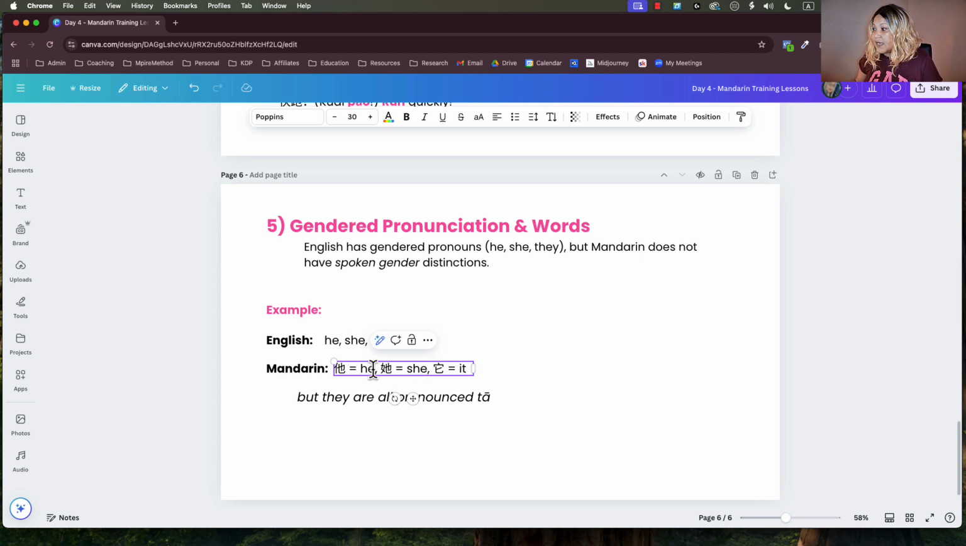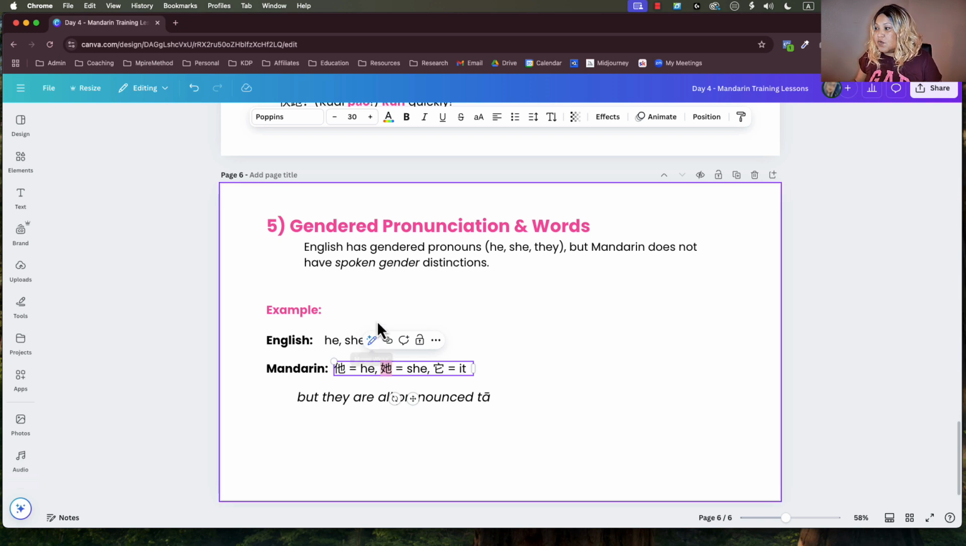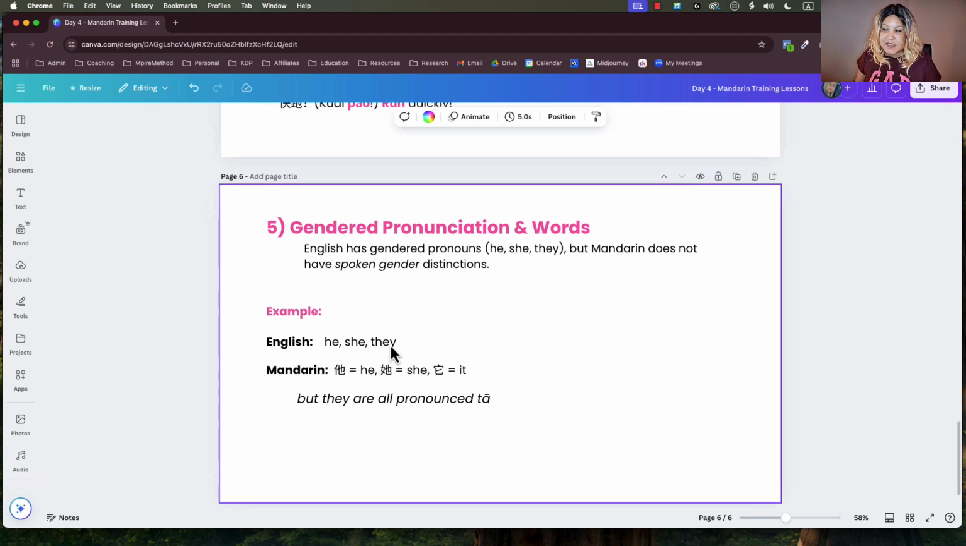But if it's written, you will see this, so you will know it's a boy, and you will see this, and you will know it's a girl. The only other way you'll know is if you're listening to the rest of the sentence. And in Mandarin, they explain a lot just verbally, in context more than anything. So if you see a group of boys, you know they're talking about boys. And that's just how it works.